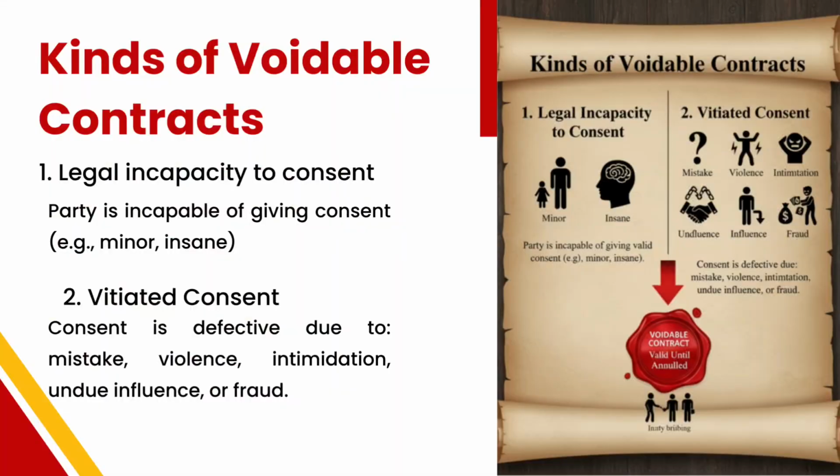Kinds of voidable contracts. A contract otherwise legal in object and operation is voidable because of a defect caused by either 1. Legal incapacity to give consent, where one of the parties is incapable of giving consent to the contract, or 2. Violation of consent, where the vitiation is done by mistake, violence, intimidation, undue influence, or fraud.